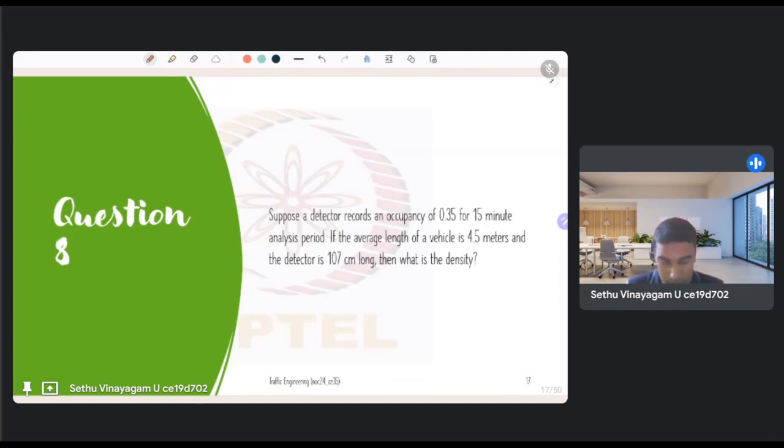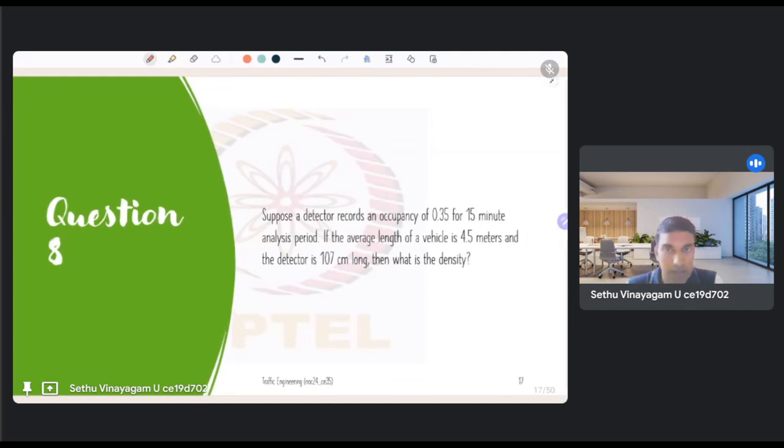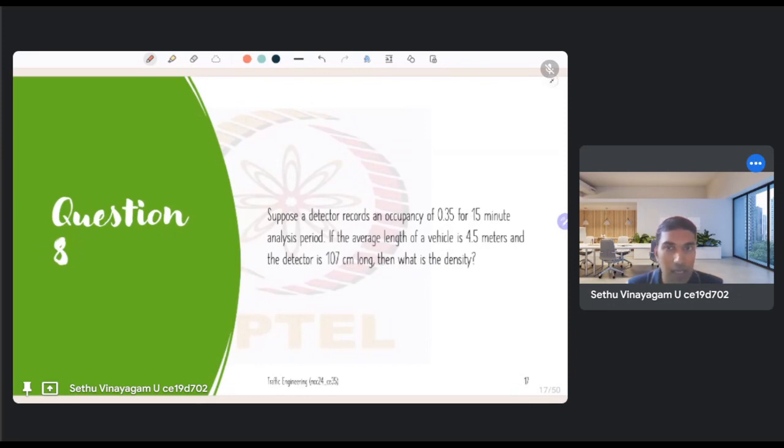Okay. So occupancy can be measured using, like, loop detectors, right? Which gives you the proportion of time that the detector was occupied, a vehicle was within that detector area, right? In the analysis period. So that's what the occupancy gives us, right? So 0.35 means 35% of the time some vehicle was within the detector. So that's what the occupancy tells us.